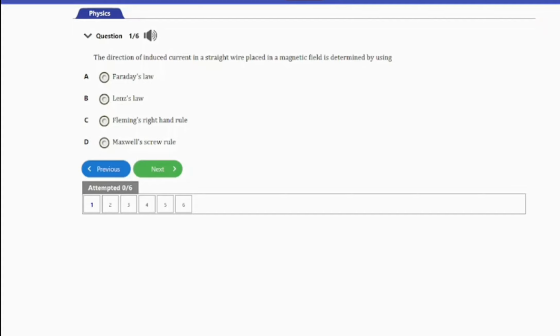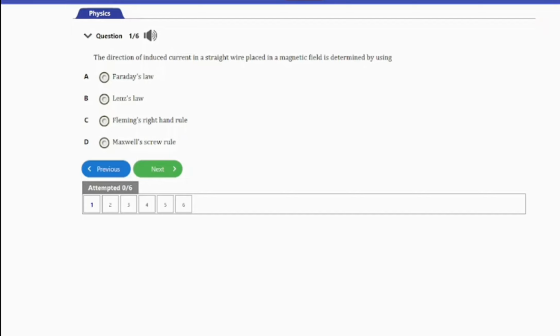Here it says, the direction of induced current in a straight wire placed in a magnetic field is determined by using A. Faraday's law, B. Lenz's law, C. Fleming's right-hand rule, and D. Maxwell's screw rule. So guys, the answer to this question is option C here. That's the Fleming's right-hand rule. So that's it for this question.